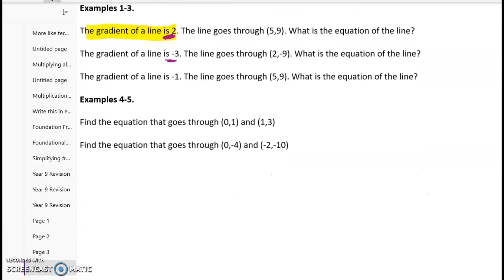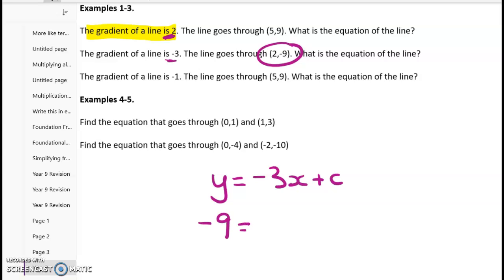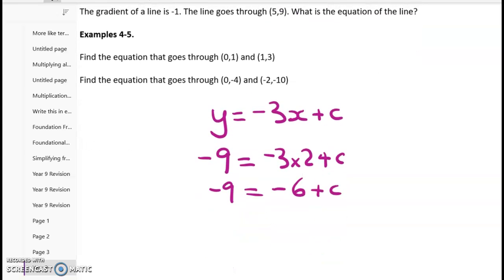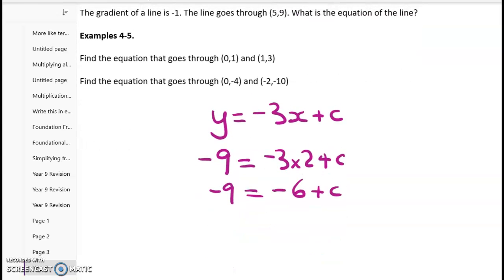The gradient is -3, so the line has this pattern: -3x plus c. We know that this point is on the line. Substituting in gives me -9 is equal to -3 times 2 plus c. So -9 is equal to -6 plus c. I can add 6 to both sides here, or in this case I can just say, what does c have to be? But this is good practice for when we do some more equations work.